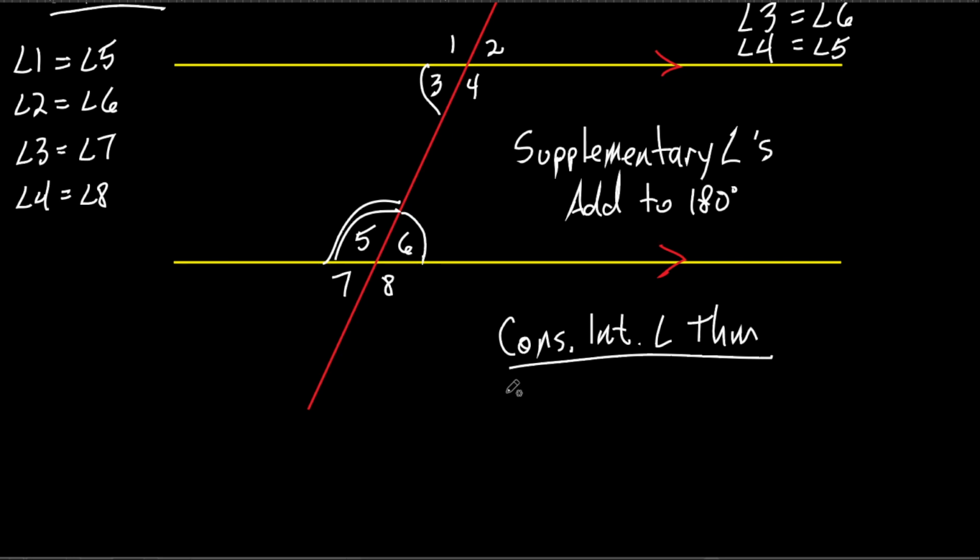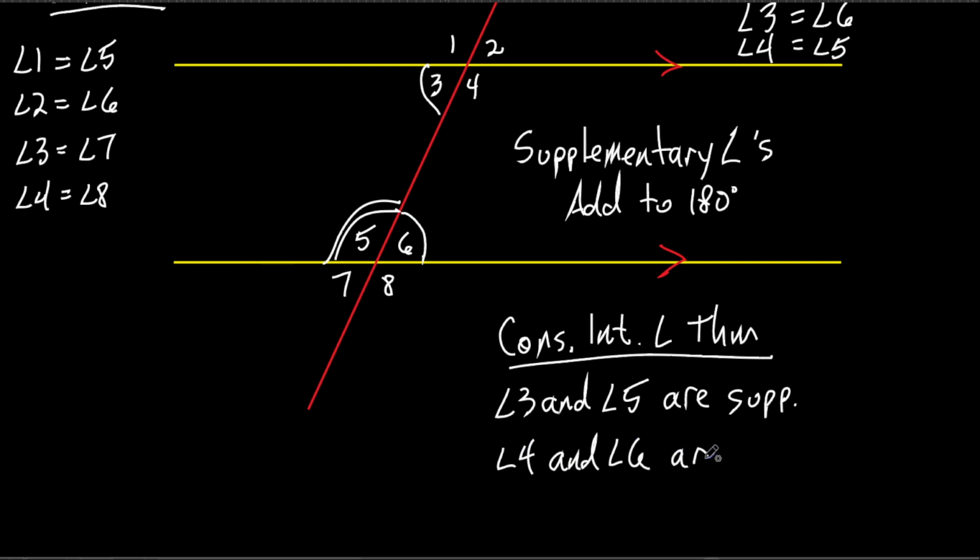They're supplementary. So I could say that angle 3, I'm not going to put an equal sign here because they're not necessarily equal, and angle 5 are what? Supplementary. Again, I'll just shorthand it. Remember, you got to know that word. Supplementary means they add up to 180. All right? And what's the other consecutive interior angles? 4 and 6. Okay, so angle 4 and angle 6 are also supplementary.